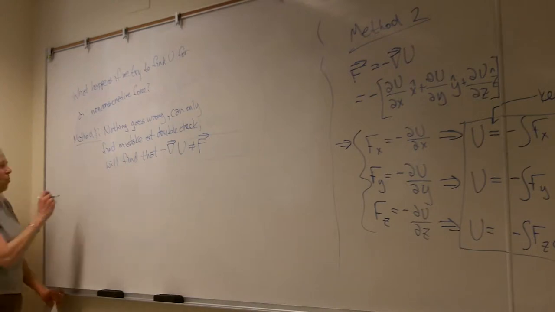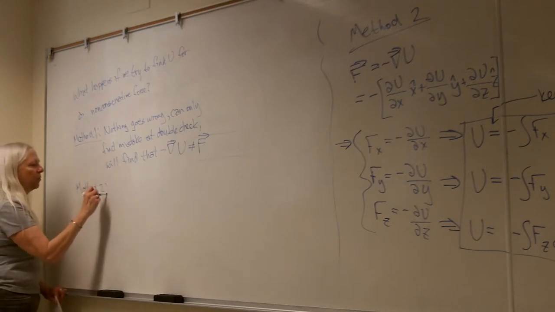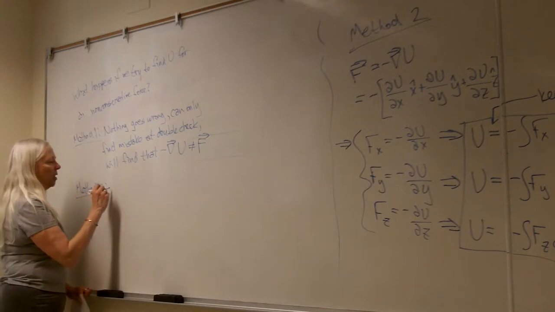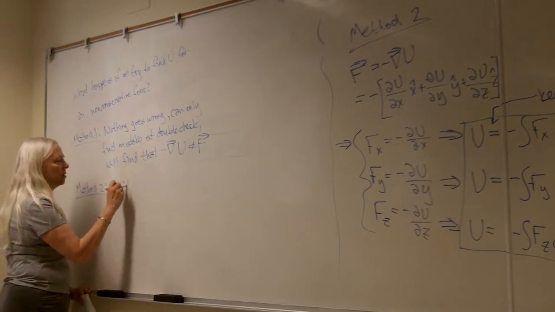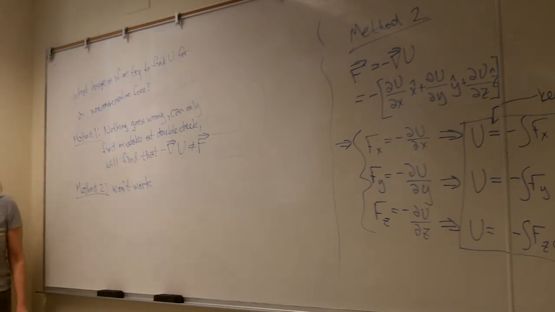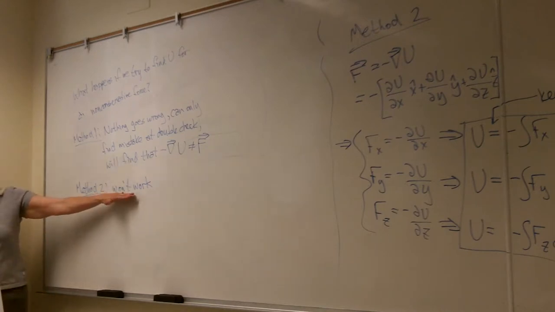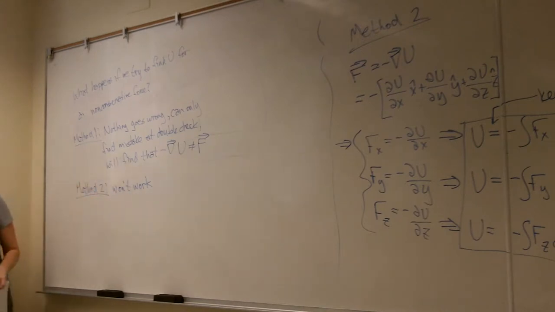But method 2, and this is why I prefer method 2, it simply won't work. And that will tell us that we're trying to do this in a situation where we shouldn't, that our force isn't conservative to begin with, and therefore U doesn't exist. So let me try to show you an example of what happens with method 2 if you try to do this.